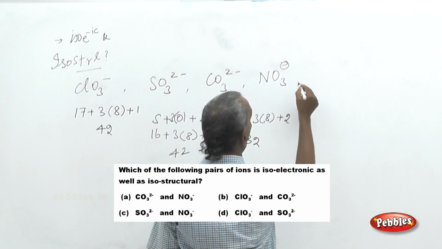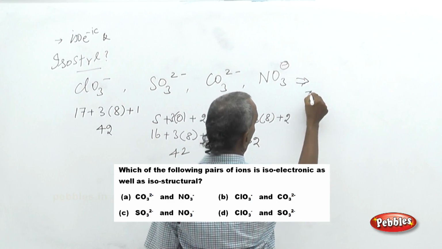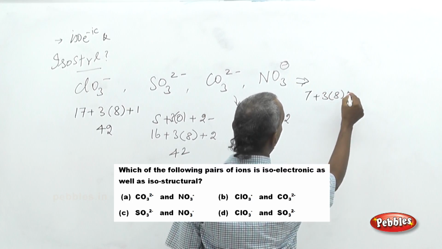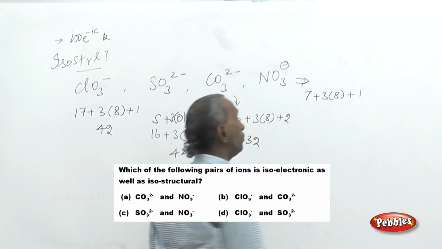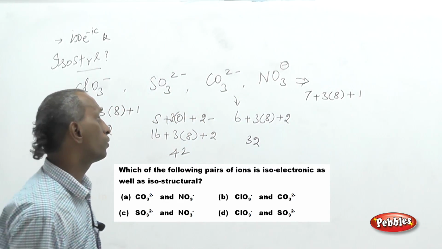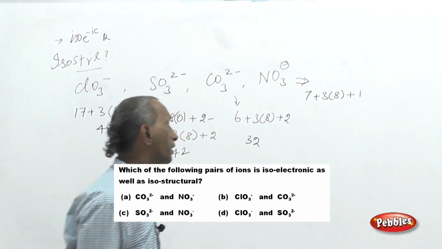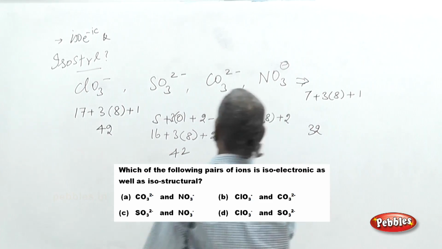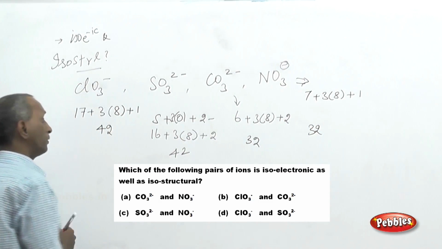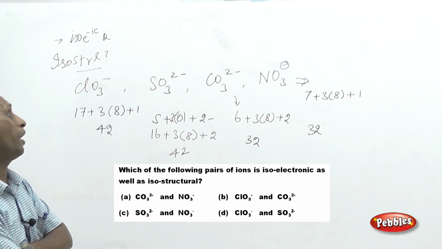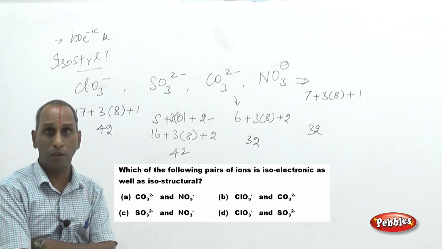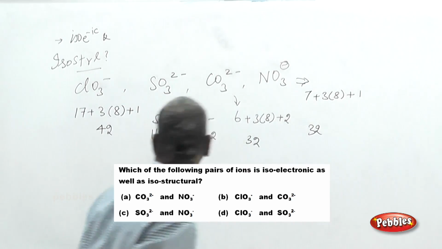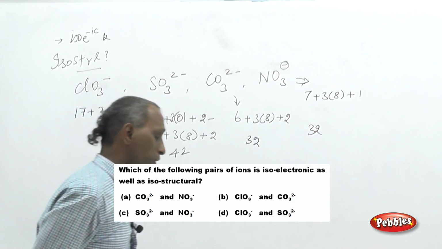Lastly, nitrate anion. Nitrate, nitrogen atomic number is 7. So 7 plus 3 into 8, plus negative charge due to 1 electron. So 3 8s are 24 plus 7, 31, plus 1, 32. So the last 2 species are isoelectronic, in the sense they have the same number of electrons, 32. The first 2 species are isoelectronic, in the sense they have 42 electrons.